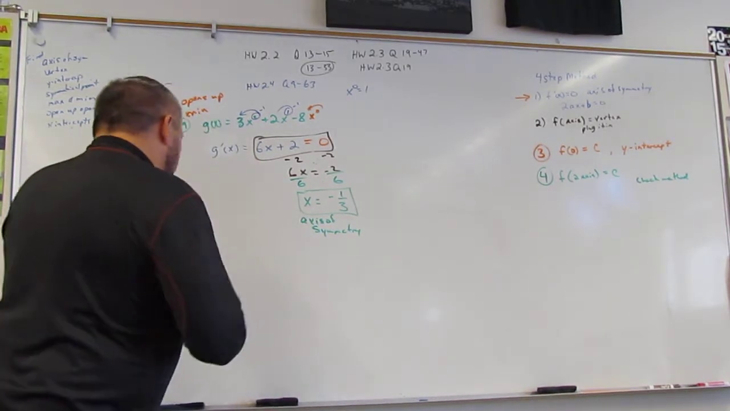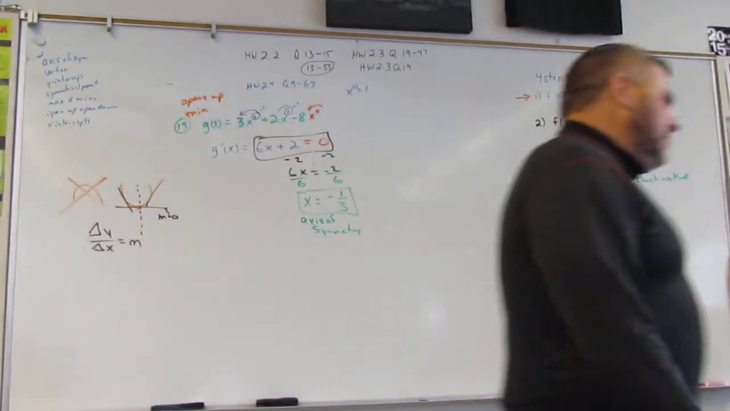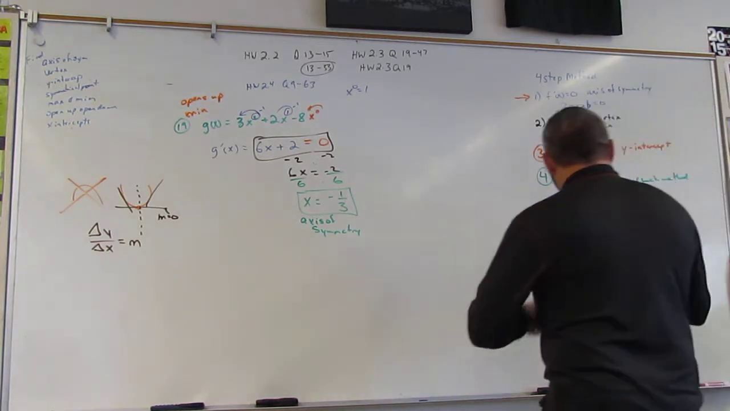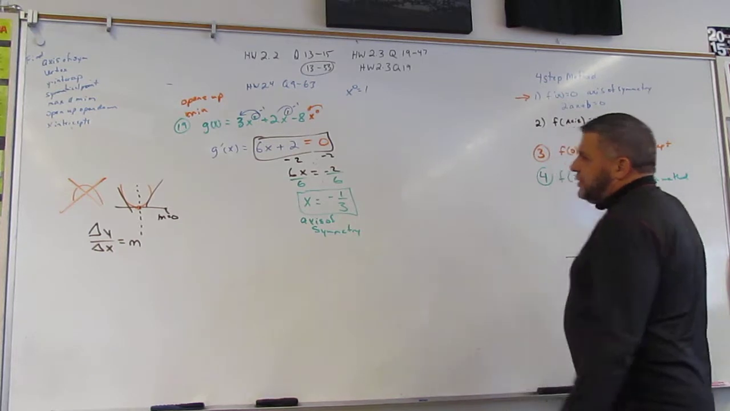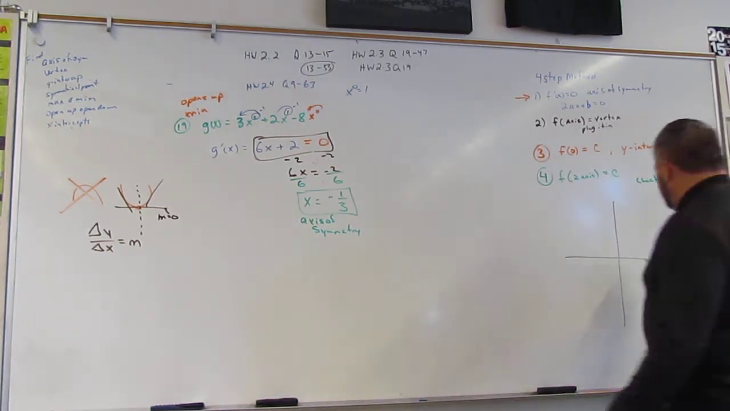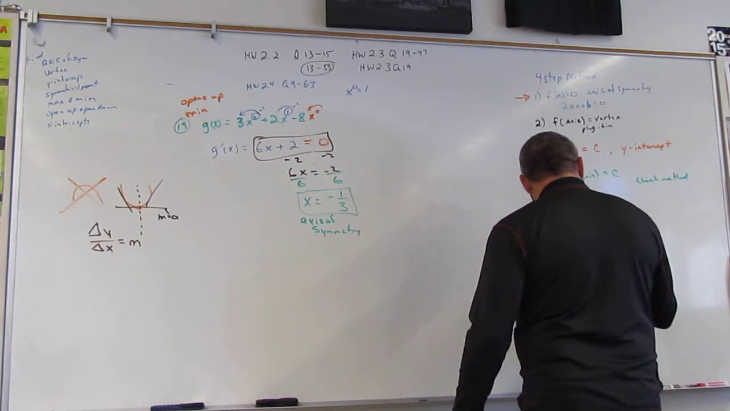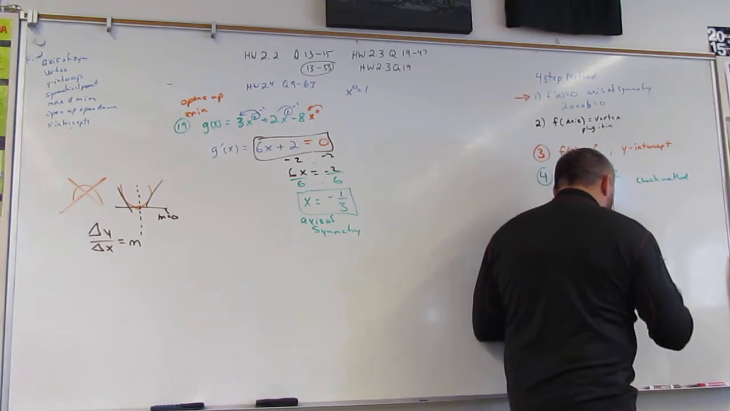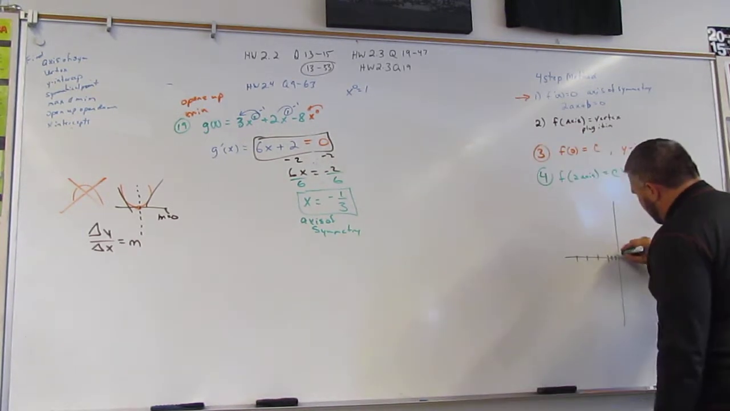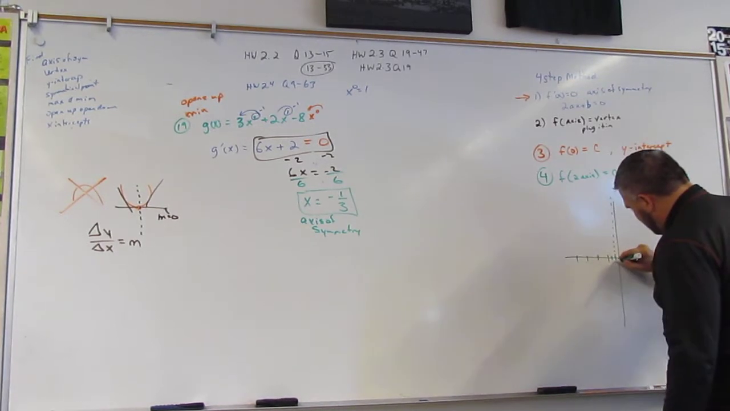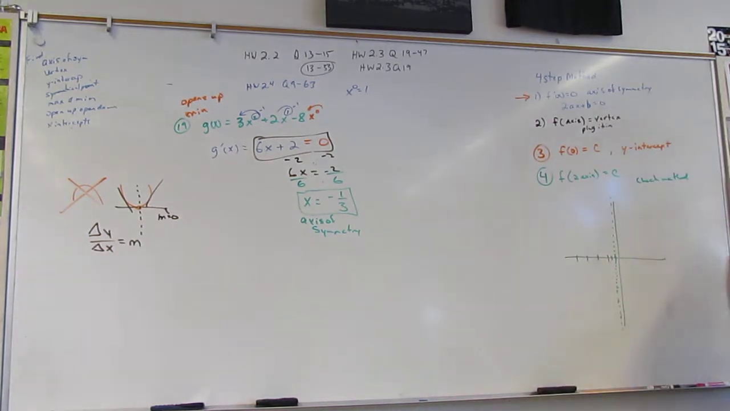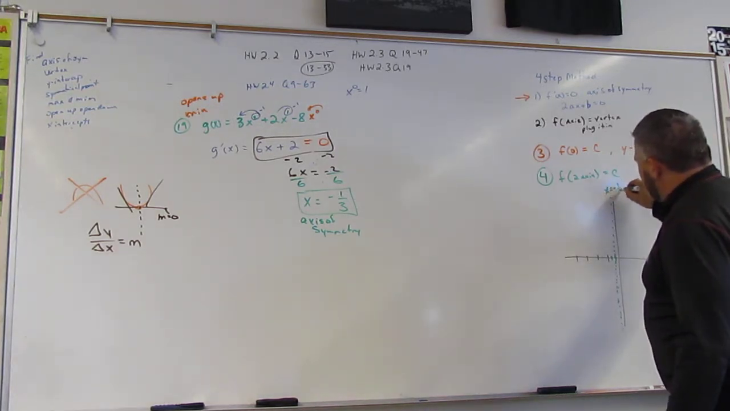Which means if I'm going to graph it, the axis of symmetry is at negative 1/3. So here's 1, 2, 3, 4. Negative 1/3. Let's break this up into thirds. 1, 2, 3. So negative 1/3. Everybody feel me there? That's your axis of symmetry. x equals negative 1/3.